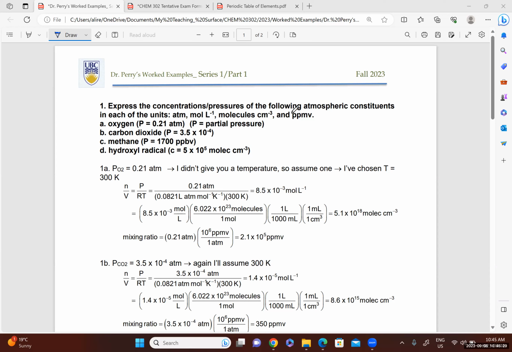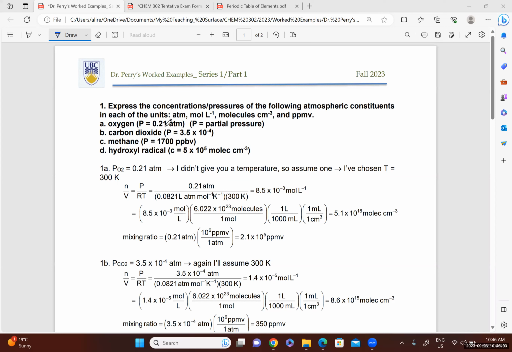express the concentrations, pressures of the following atmospheric constituents in each of the units: atmosphere, mole per liter, molecules per centimeter cubed, and ppmv, which is the mixing ratio, but the volume mixing ratio. This question has 4 parts: oxygen, carbon dioxide, methane, and hydroxyl radical. We're going to use these units and numbers in the calculations later on in the course.